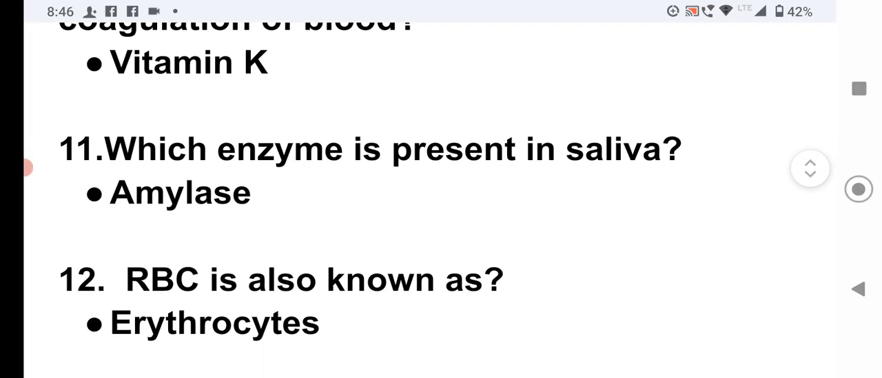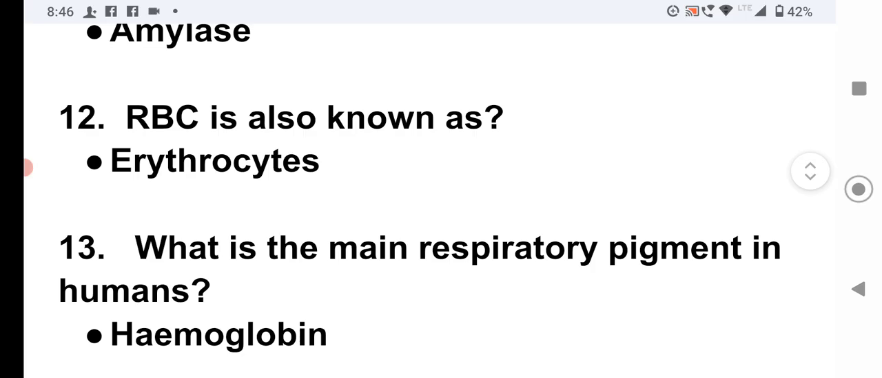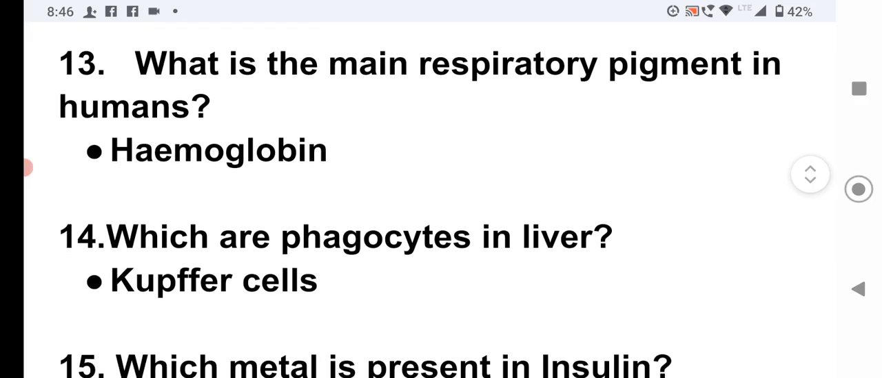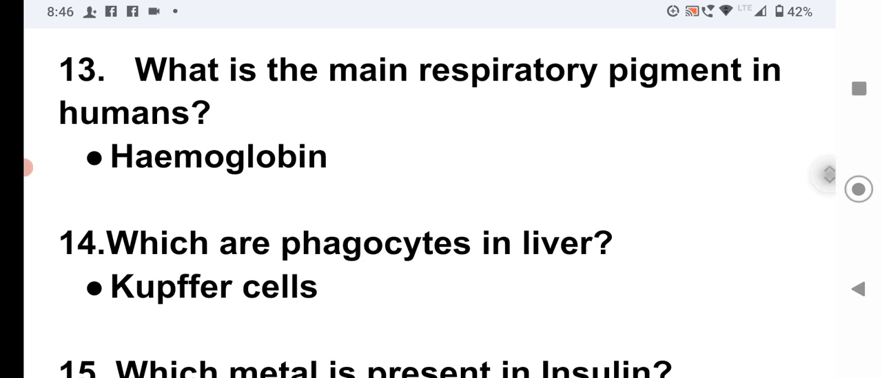Question number 12: RBC is also known as erythrocytes. Question number 13: what is the main respiratory pigment in humans? Hemoglobin is the main respiratory pigment in humans. Question number 14: which are phagocytes in liver? Kupffer cells are phagocytes in liver.